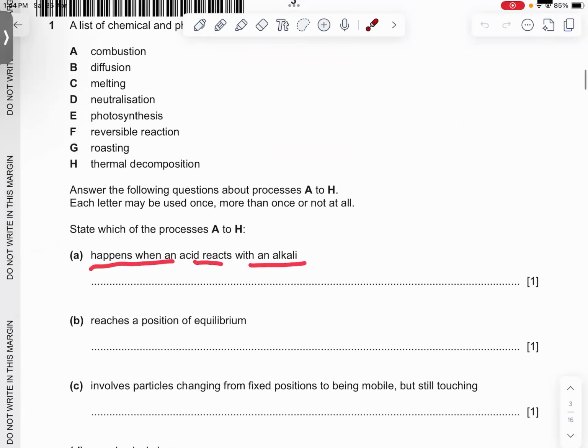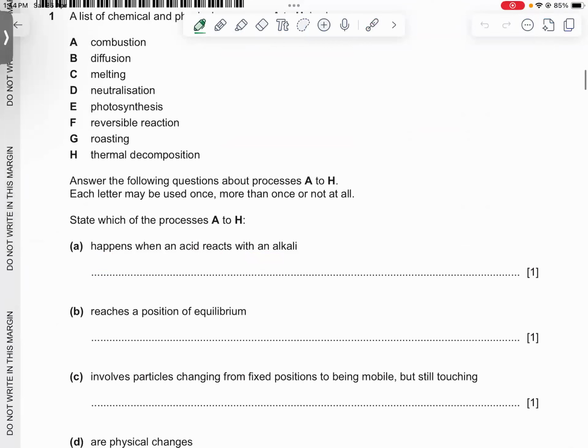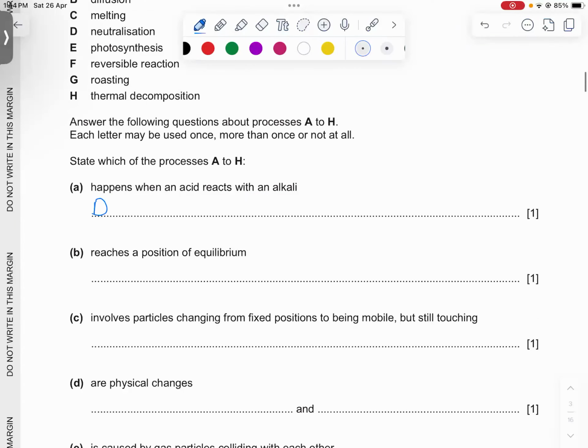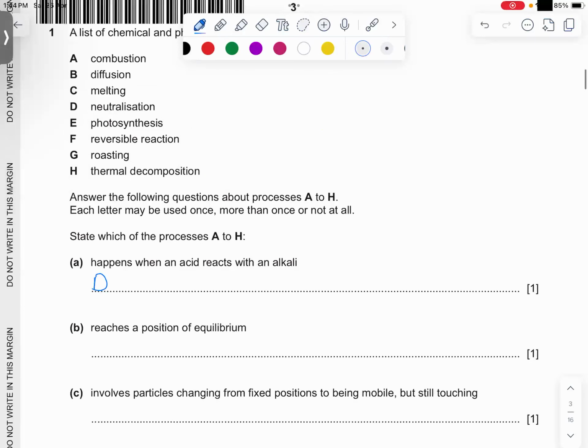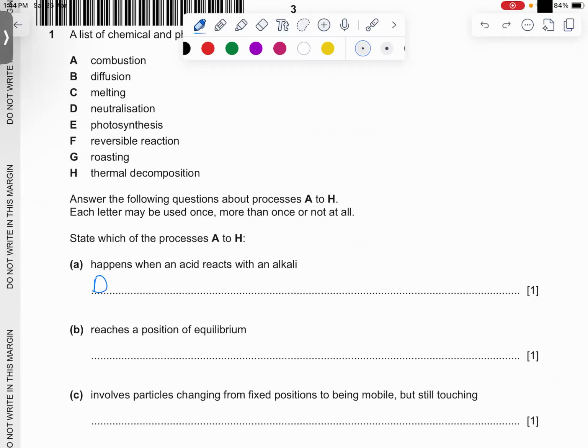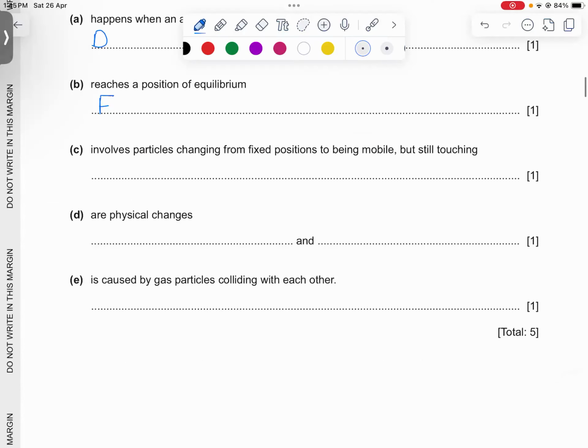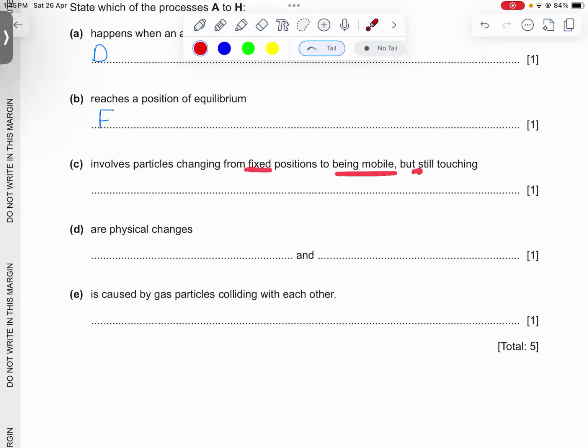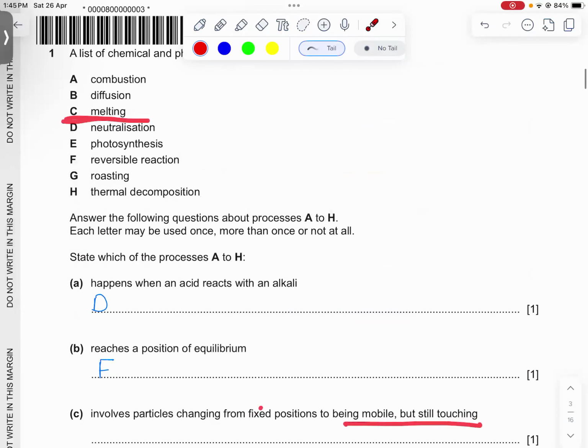Next, reaches a position of equilibrium. Which of them is related to reaching a position of equilibrium? The only answer that is suitable is a reversible reaction, right? In reversible reactions, we reach equilibrium. Next, involves the particles changing from fixed positions to being mobile but still in contact. Fixed positions is solid, and particles in contact but still showing translatory motion is liquid. So converting from solid to liquid is called melting. C should be the answer.